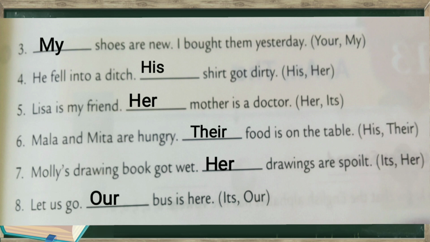Fifth one. Lisa is my friend. Dash mother is a doctor. Whose mother is it? Lisa. So Lisa is a girl. So if it is a girl, which word do we use? Her or its? We use the word her. Okay. So Lisa is my friend. Her mother is a doctor.